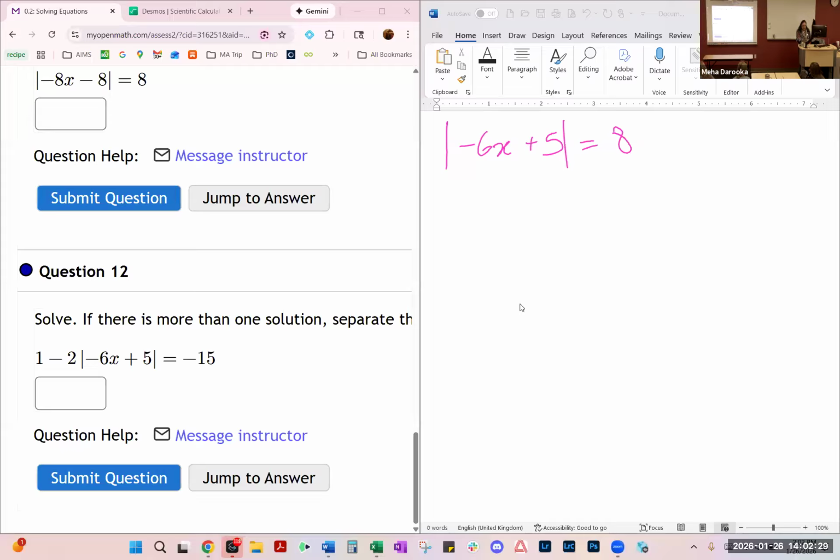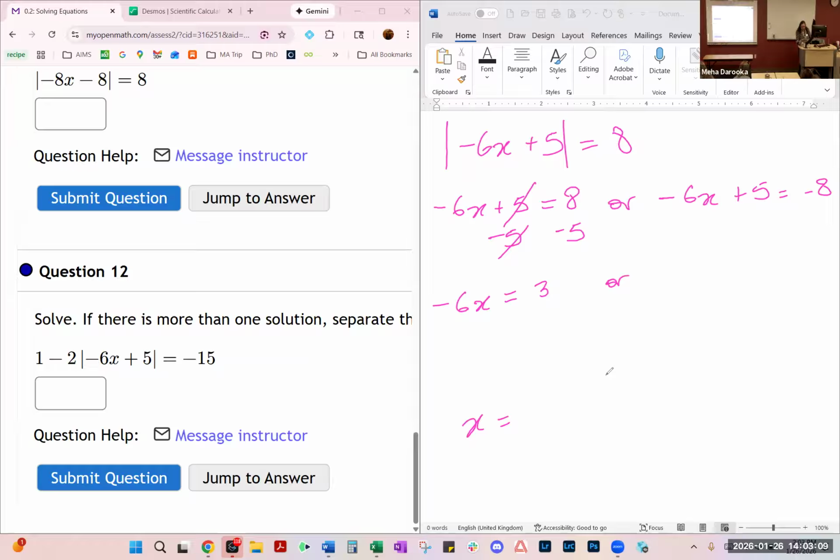All right. So again, when you set this up, remember you do it once positive, once negative. So this will end up becoming negative 6x plus 5 equals positive 8, or negative 6x plus 5 equals negative 8, right? One's positive, one's negative, and then you're just solving this like any other equation. So we want to get x by itself. We start by moving the 5 to the other side, which will leave us behind with negative 6x equals 8 minus 5, which is 3. What will your x value come out to be on this side?